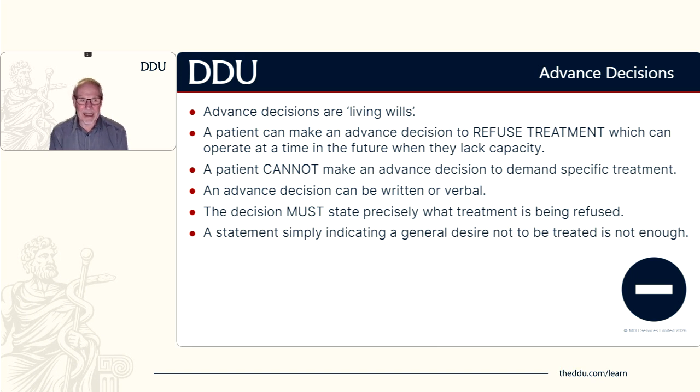It can be written or verbal. Obviously, if it's verbal, it's much, much harder to follow through with it. And it must state precisely what treatment is being refused. It's not good enough to say, I refuse to have all dental care. That's far too broad. It's got to be really specific. So it's not just that general statement about desire to be treated or not.